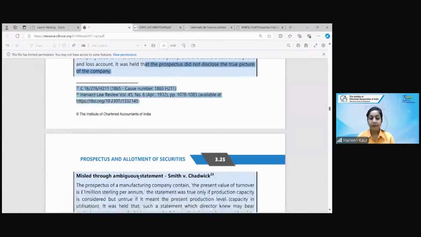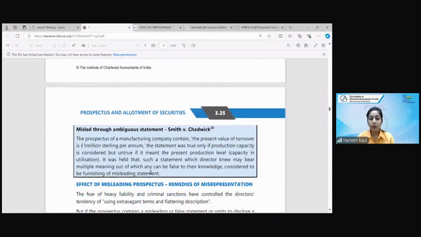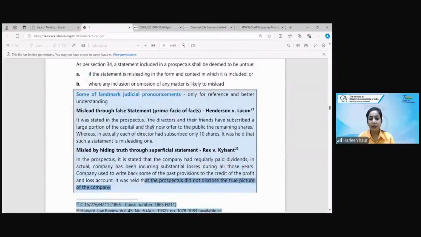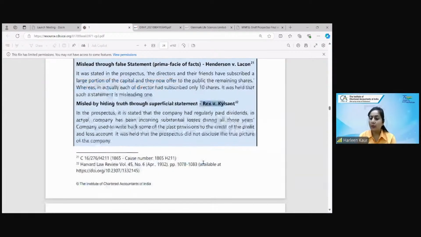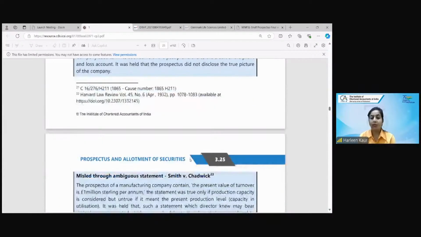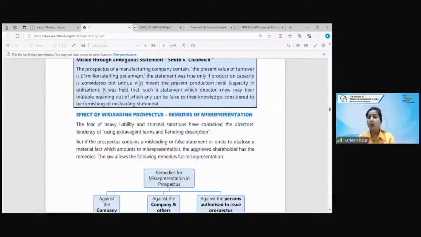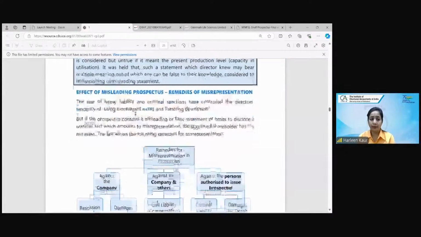Okay. And there are other case law references also. You can read them because you can read this one also. Directors and their friends have subscribed a large portion of the capital and now they offer to the public the remaining shares. Actually, the directors have subscribed only 10 shares, which was held misleading. So the Henderson case also has given prima facie of the facts. If the facts are not clearly given, if you have not disclosed, you are hiding the material information, then the prospectus becomes misleading. One of the case laws, Rex versus Kylsant, you can learn that. It's very simple. You can give an example reference also in your paper. So one case law is enough for you to remember. But you should read all the things that are written over here.